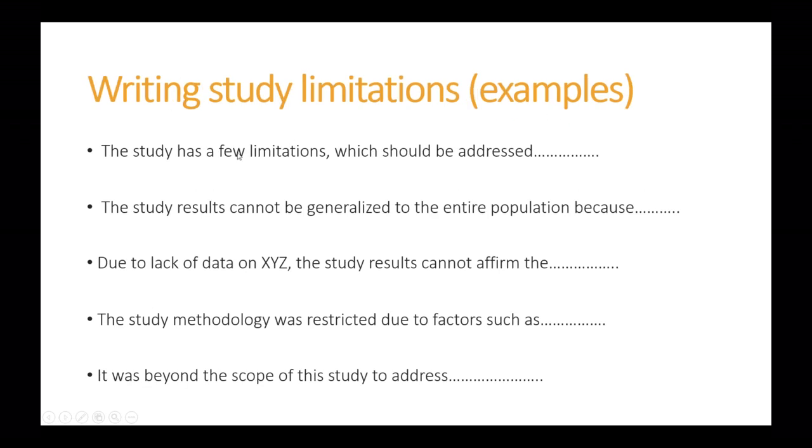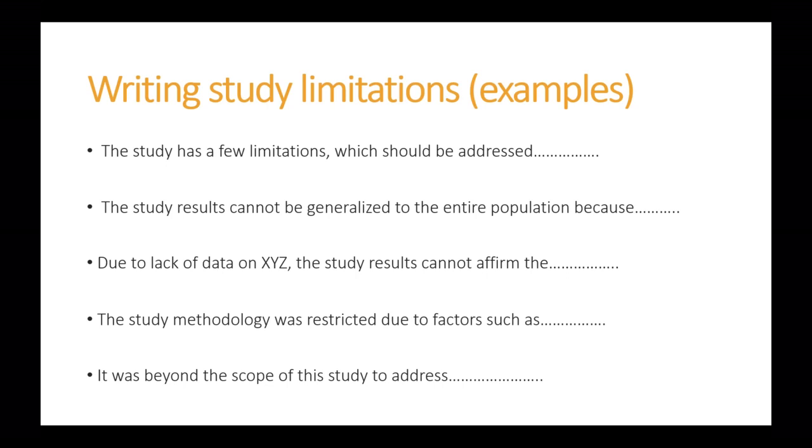When you're writing the limitations, again, these are just a few examples of how you can write. You can say that the study has a few limitations which should be addressed, and then you can write 1, 2, 3, whatever your limitations are. You can also say that the study results cannot be generalized to the entire population because, let's say you're using the National Survey of Children's Health, and obviously the results from those studies cannot be generalized to the entire population because it's just children's data.